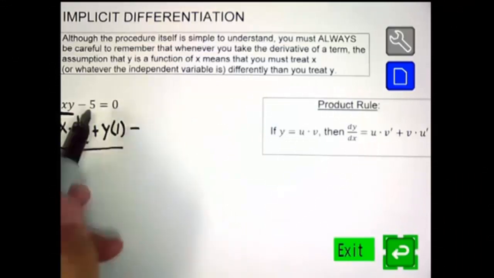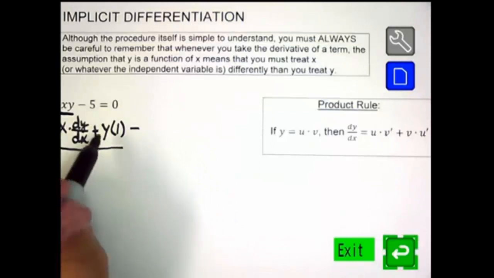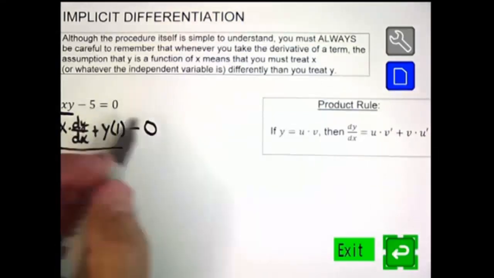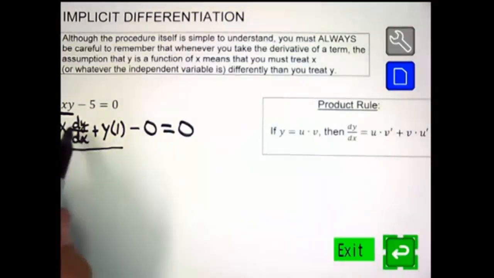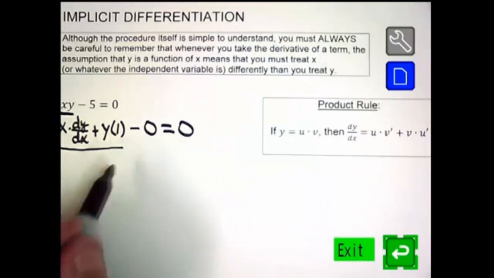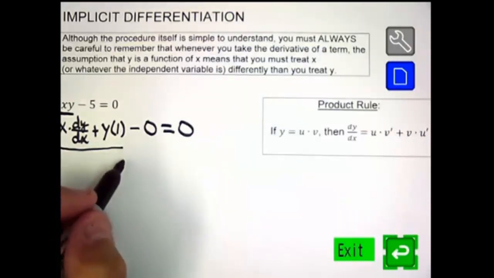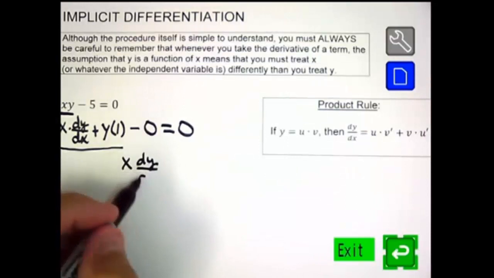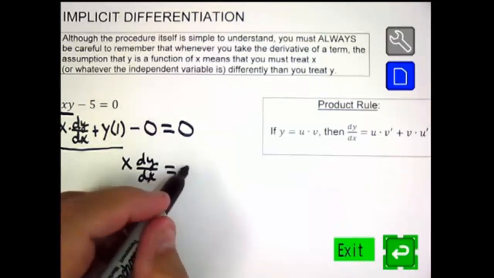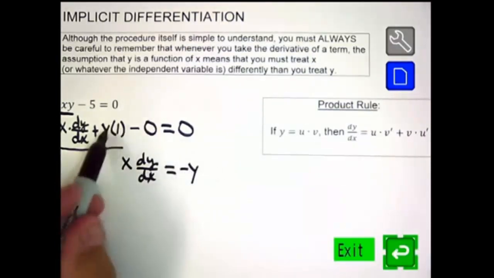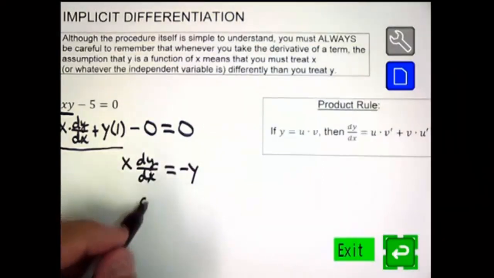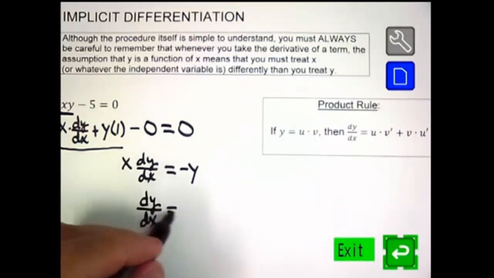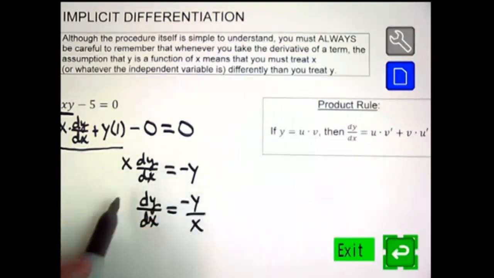Then you've got minus 5. Actually, you've got minus the derivative of 5 when you're writing the differential equation, and that would be 0. And of course, the derivative of 0 is 0. So if you're trying to solve this for dy over dx, those two terms are 0, so all you really have is x times dy over dx is equal to negative y, because that's y times 1, and if I move it to the other side it becomes negative y. And then divide both sides by x, and I get dy over dx is equal to minus y over x.